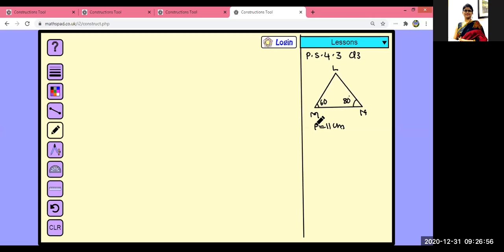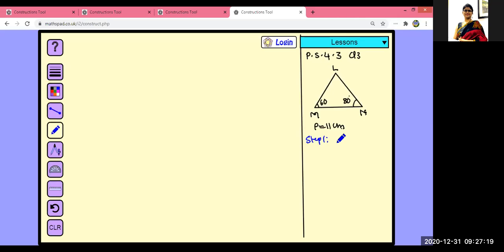M is 60, N is 80. Once again, just confirm with the question so that you always double check, right? So let's begin with the construction. Let me put up the steps over here so that if you are working and you forget, you can just quickly look and try to do it on your own.